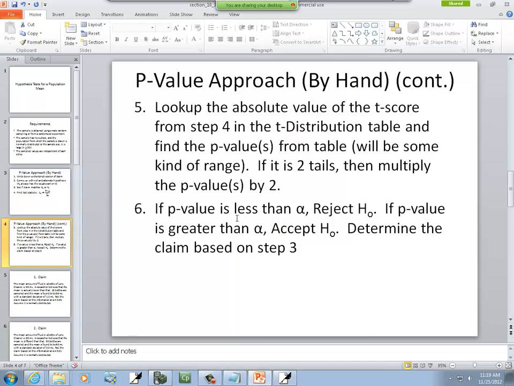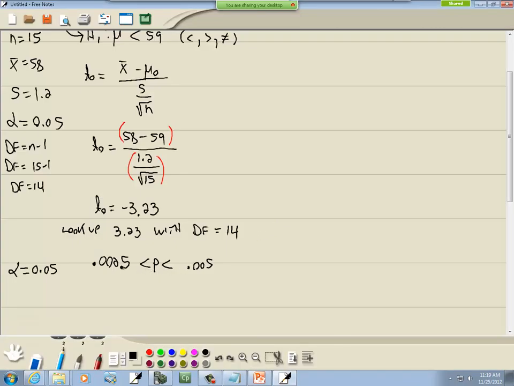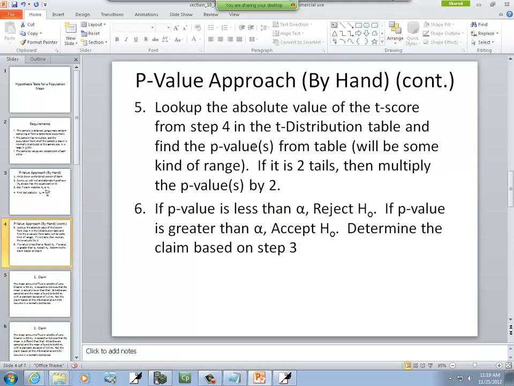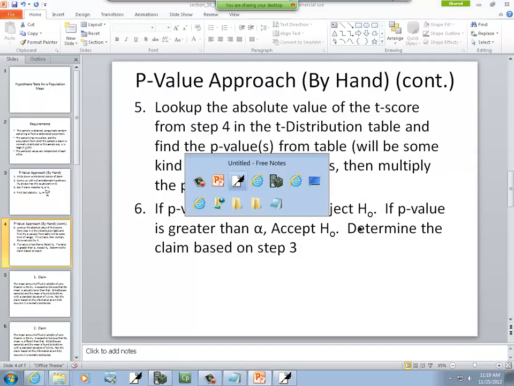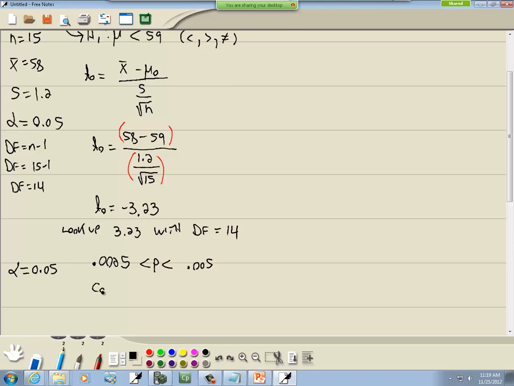If p-value is less than alpha, well, we don't know where our p-value is, but it's between 0.0025 and 0.005. Now, both of these are less than alpha, so we're fine there. So it says reject H naught. So for a conclusion, we're going to reject H naught, which means we accept H1. And since our claim matches H1, that means we'll accept our claim.